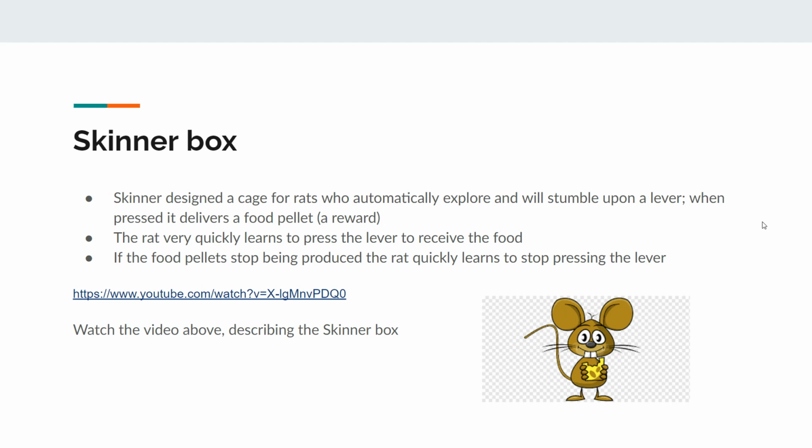So it's just going about its business exploring. By chance it steps on the lever, it gets food. Presses the lever again, gets food. It learns very quickly that if it presses this lever, it gets a reward. If after a while the food pellets stop being presented, the rat might try a couple more times, but it very quickly thinks, okay, I shan't bother with that lever anymore.